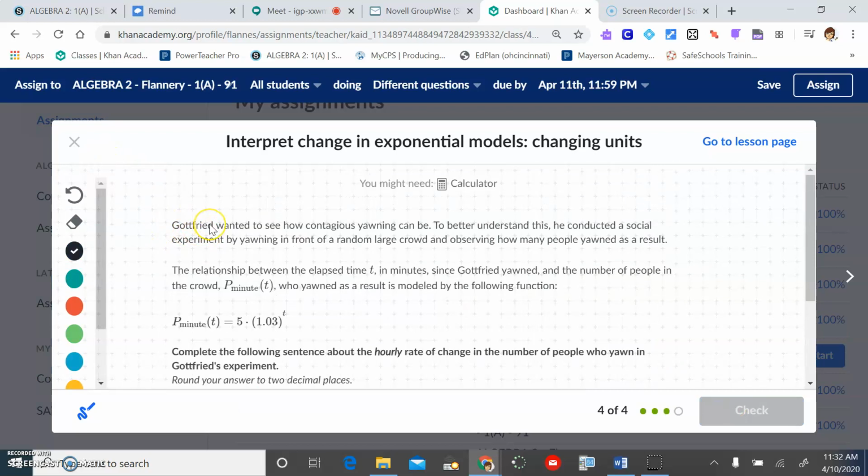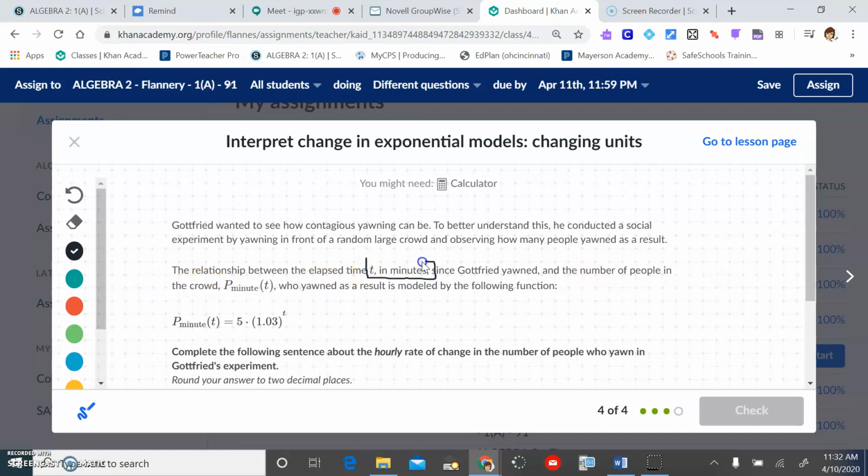This dude is named Gottfried. That's kind of awesome. Wanted to see how contagious yawning can be. So he did a social experiment by yawning in front of a large random crowd and observing how many people yawn. That's making me yawn. Not kidding. The relationship between the elapsed time t in minutes since he yawned and the number of people in the crowd. All right, so t in minutes.